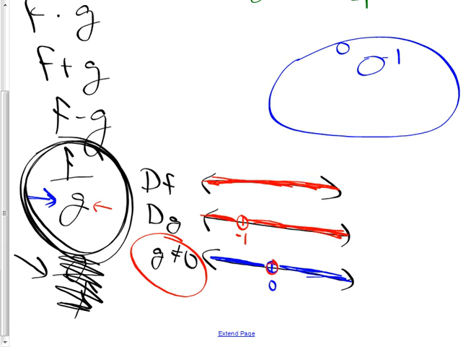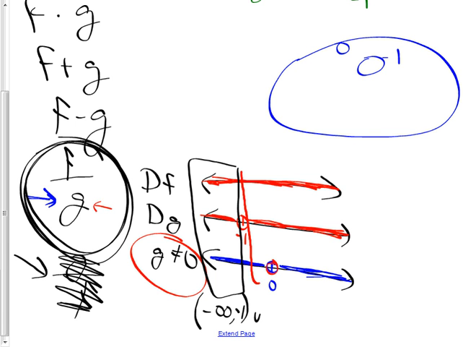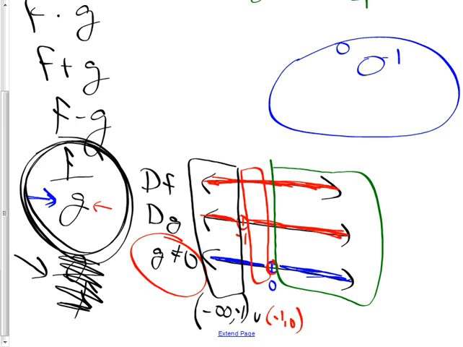So where do they all overlap? There, they all overlap. That's from -infinity until it gets to -1. Good. And it doesn't work at -1. There we go. Union with, where's another spot they all work? Up to there. -1 to 0. And where's the third spot where they all work? 0 to infinity.